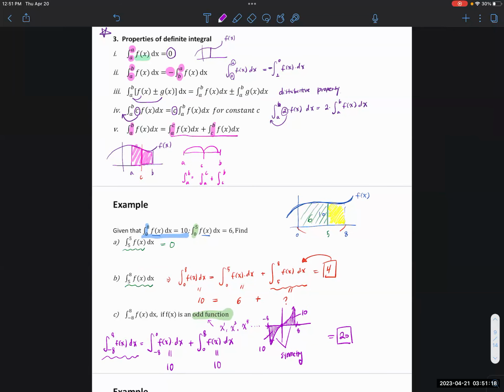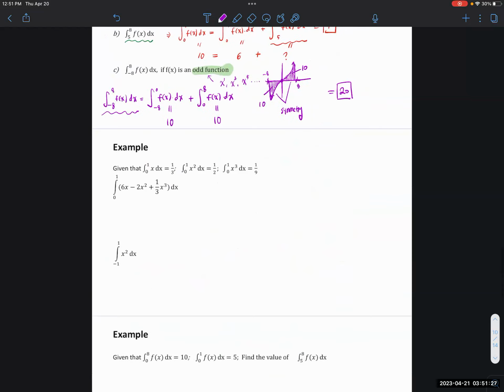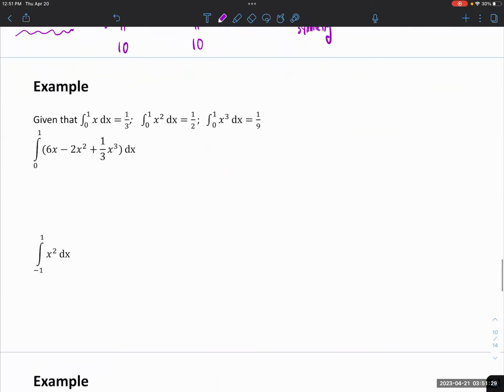Okay, I hope everything is going well. So let's take a look at one more example. Okay, so this is the question. I want to illustrate it, so let's look at that. What is going on? This time we have specific functions: x to the first, x to the second, x to the third. So let me draw that.